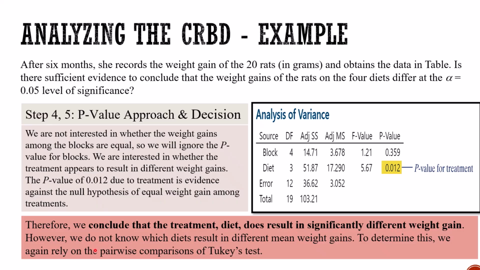However, at this point, that's all that we know. We do not know which diets result in different mean weight gains, right? Which one is greater than the other, which ones are equal to each other or close to each other, and so on. For that, we will have to go into a Tukey study. So to determine this, we again rely on the pairwise comparisons of Tukey's test, right? So Tukey's test applies only when the null hypothesis is rejected, correct? And it helps us determine how the means compare with each other.